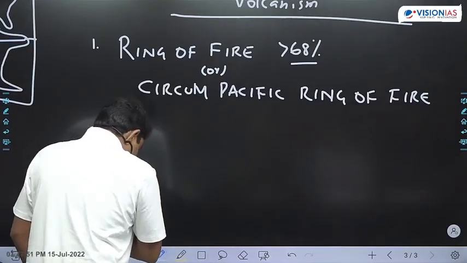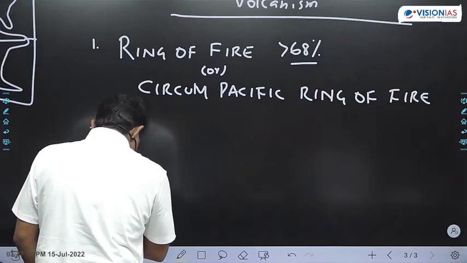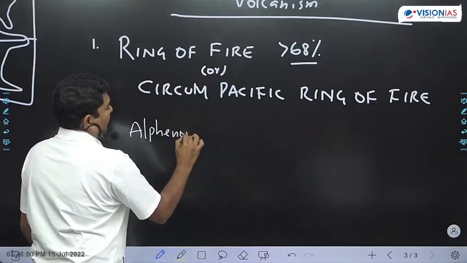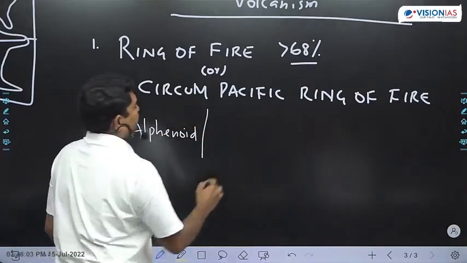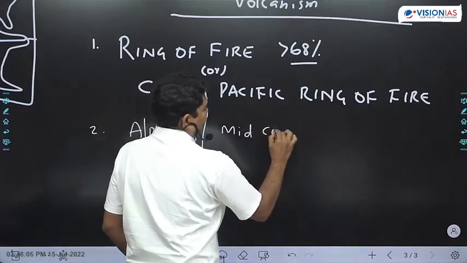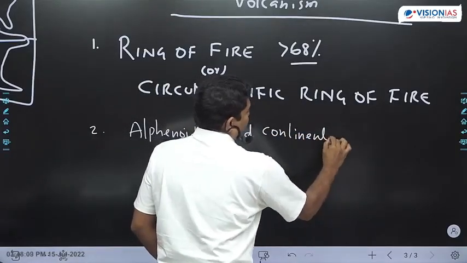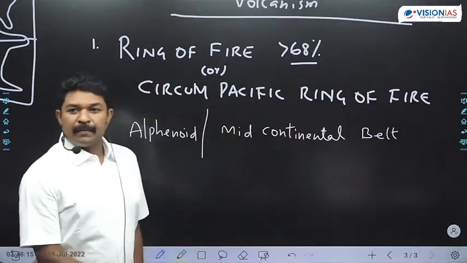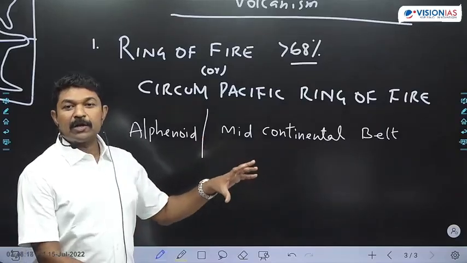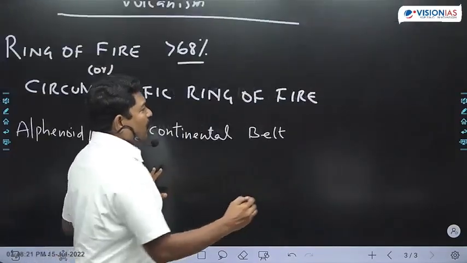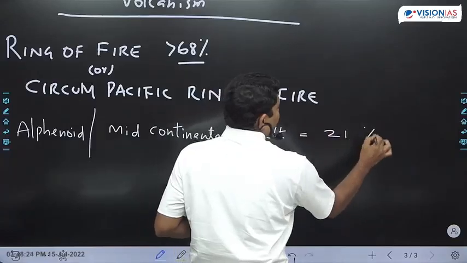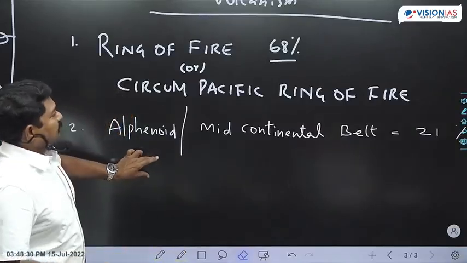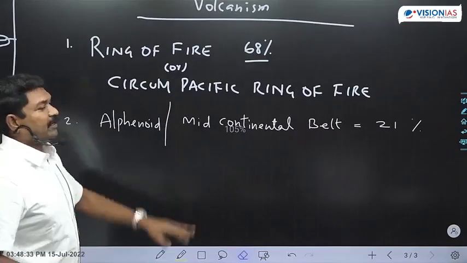The second area is called the continental belt region. It is called Alpinoid. Alpinoid region, also called the mid-continental belt. Mid-continental belt is called Alpinoid or also called the mid-continental belt. How much percentage? Around some 21%. Around some 21% of the volcanism of the earth and the earthquakes are happening here.